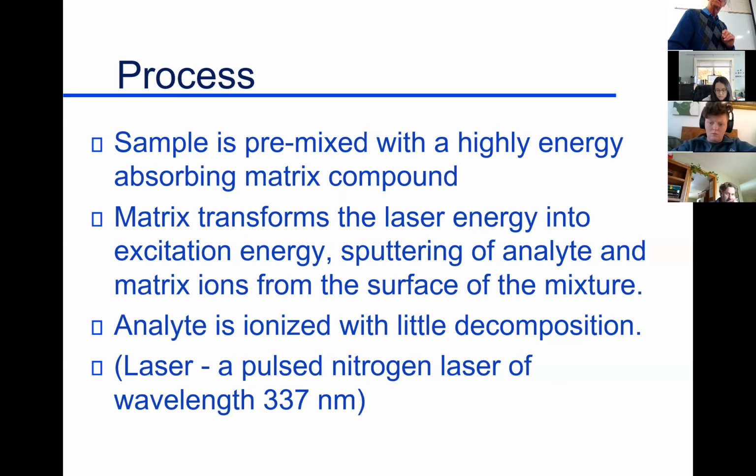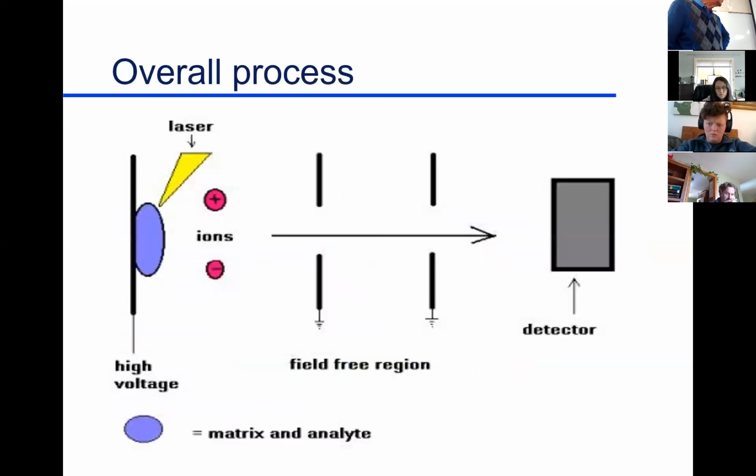We don't get a lot of fragmentation. It's really a low energy transport, and so we're usually just going to get the parent ion. That's all you're going to get. So that's not great if I want to know what it is, but it's really good if I want to measure that compound. I want to keep track of that particular compound. And this is hit with a nitrogen laser, 337 nanometers is the energy.